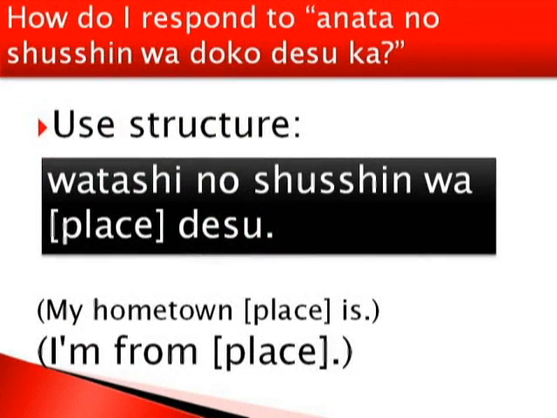To respond to あなたの出身はどこですか? You're going to use the structure, 私の出身は[place]です. This literally means, my hometown is [place]. But what you're trying to say is, I'm from [place]. All you have to do is place your country's name inside the bracket.